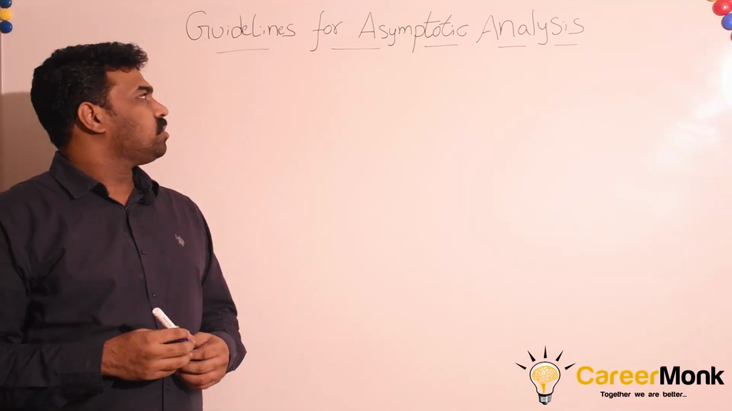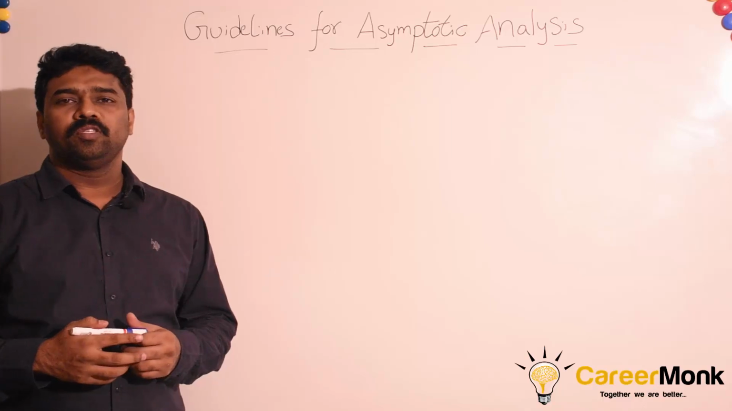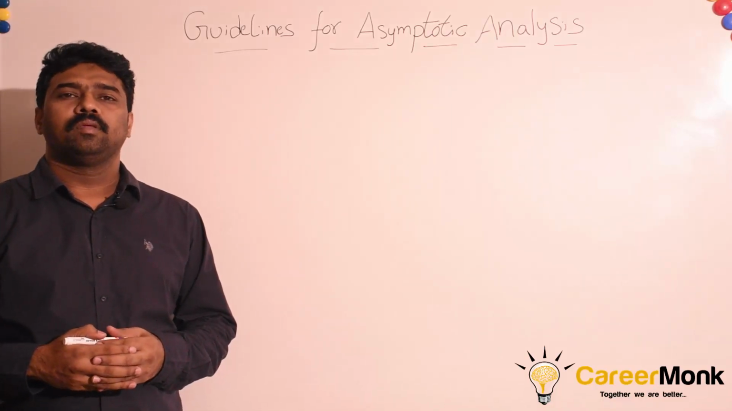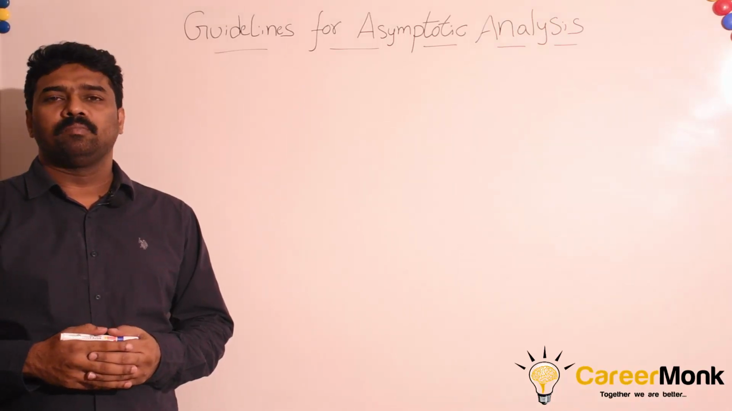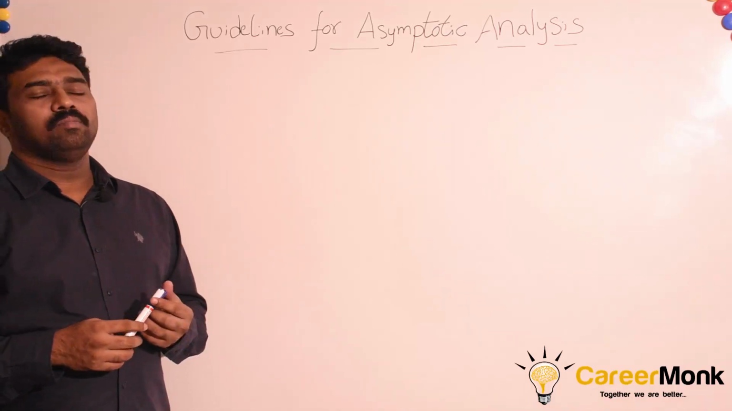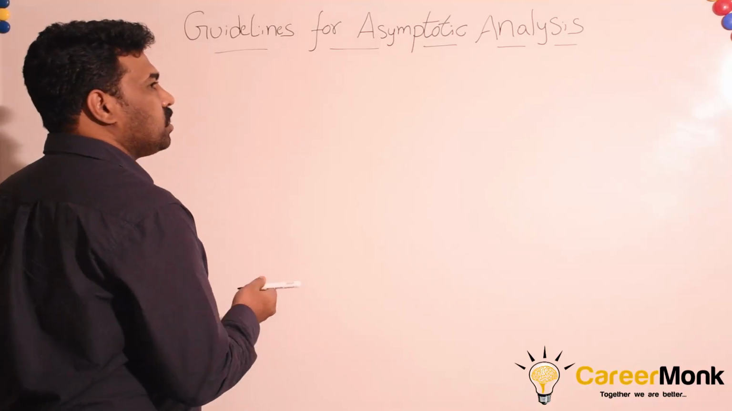Hi, in this session we are going to discuss guidelines for asymptotic analysis. By using these guidelines, we can find the time complexity of the algorithm easily. Whatever discussion we are going to do is applicable for space complexity as well. By using similar guidelines, the space complexity of the algorithm can be calculated. Now let us see the guidelines one by one.